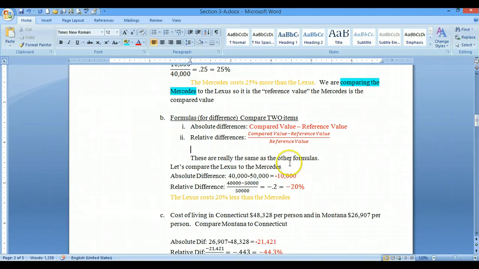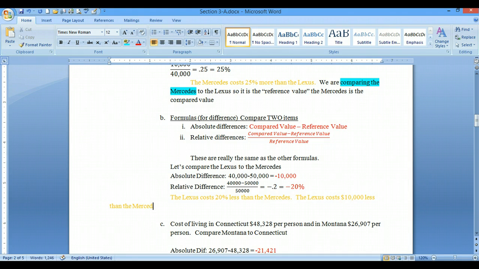All right, let's go ahead. And I just discussed how these are the same as our previous formulas, but we're using two. So the absolute difference, if I compare the Lexus, so the Lexus is now the compared value to the Mercedes, so the Mercedes is the reference value. So I'm going to compare the Lexus compared value, 40, minus the 50 for the Mercedes, gives me negative $10,000. Or the relative difference is still the compared value minus the reference value over the reference value. These should match, and I get negative 0.2, or changing that to a percent, negative 20%. And we can state the Lexus costs 20% less than the Mercedes, or we can state also that the Lexus costs $10,000 less than the Mercedes. So we have two different ways of interpreting that with the absolute difference and the relative difference.